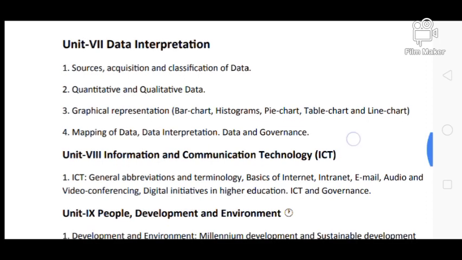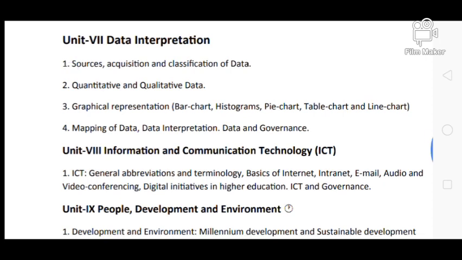Second point, quantitative and qualitative data. We have to study about quantitative and qualitative data. Third, graphical representation. Bar chart, histograms, pie chart, table chart and line chart. The questions will come from the graphical representation, from bar chart, histograms, pie chart, table chart and line chart.